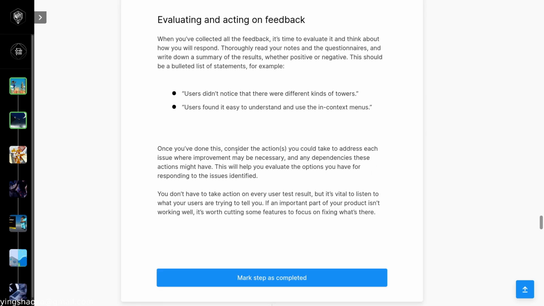Once you have done this, consider the actions you could take to address each issue where improvement may be necessary, and any dependencies these actions might have. This will help you evaluate the options you have for responding to the issues identified.